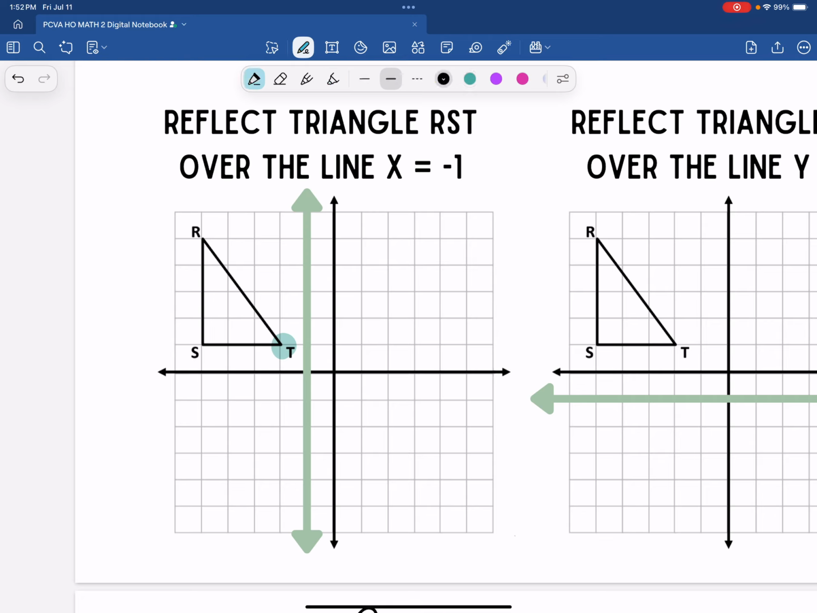All right, so T is 1 unit from that line. So we're going to go 1 unit on the other side and put the new T, or T prime. All right, so now we're going to go to our next point. I'm going to do S here. So S is 1, 2, 3, 4 units.